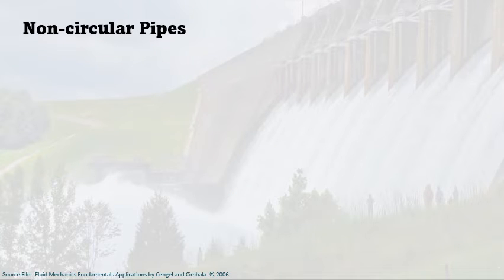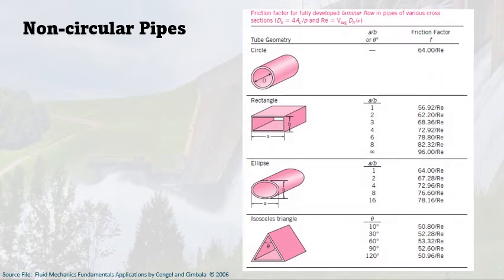The relationships that we have so far are based on circular pipes. How about for non-circular pipes? You can see in this table the friction factor relations for fully developed laminar flow in pipes of various cross-sections, whether it's a circle, rectangle, ellipse, or isosceles triangle. The Reynolds number for flow in these pipes is based on the hydraulic diameter, which is equal to 4 times the cross-sectional area divided by the wetted perimeter.